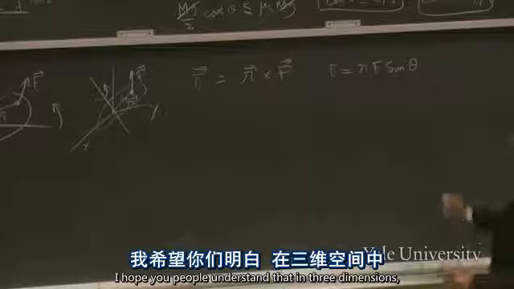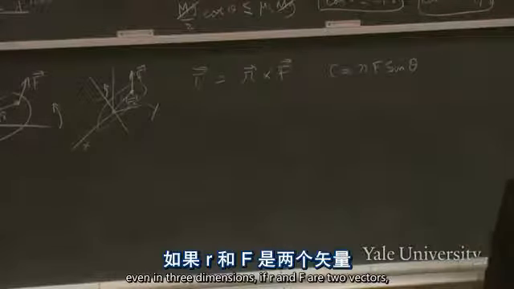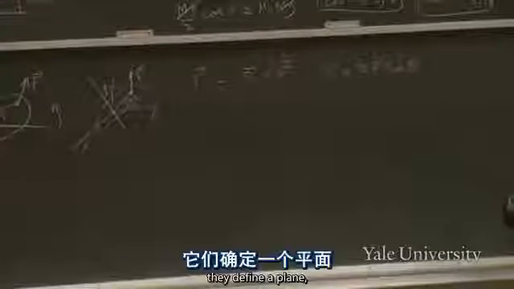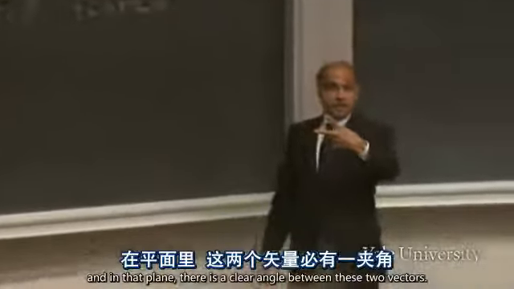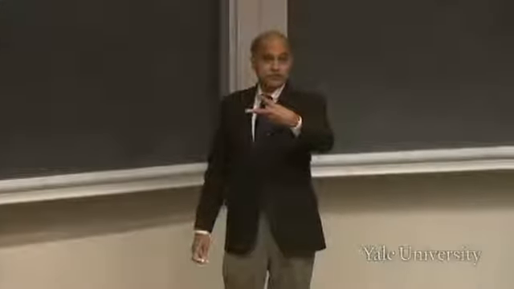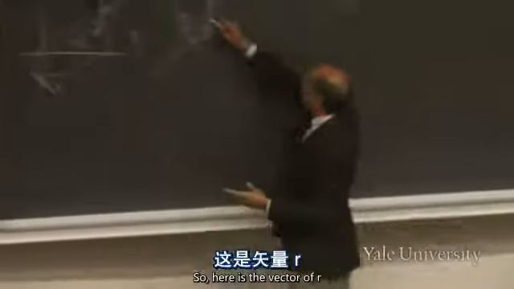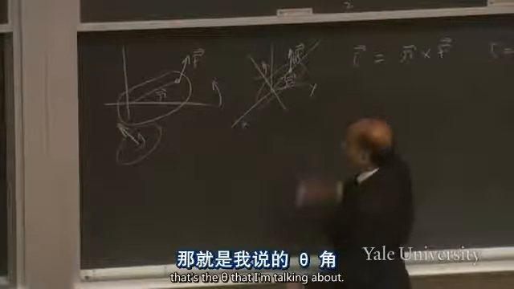I hope you understand that even in 3 dimensions, if r and F are 2 vectors, they can move around like these 2 fingers, and they define a plane. In that plane, there is a clear angle between these two vectors. That's the angle I mean. So here is the vector r. If you want, extend the vector r like that. That's the theta I'm talking about.